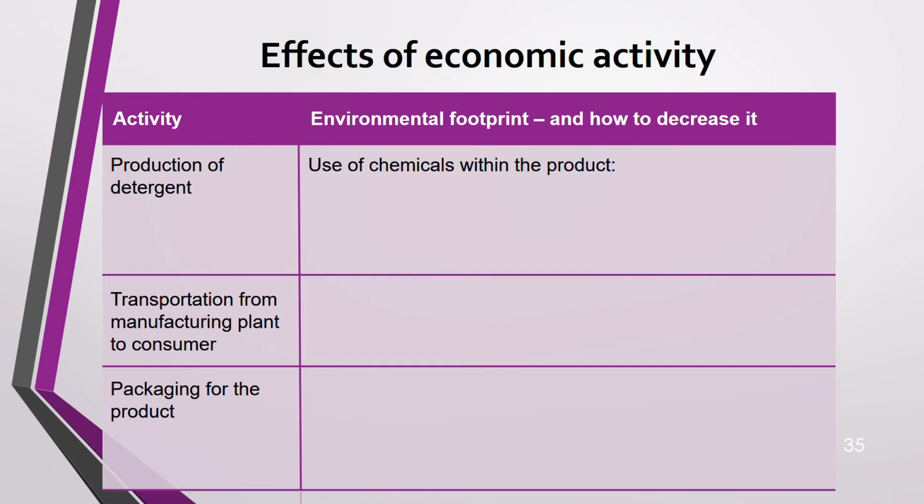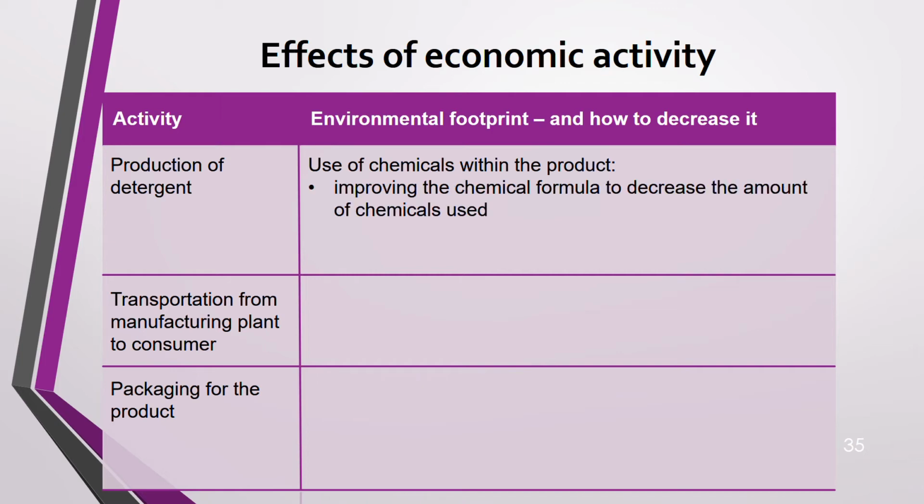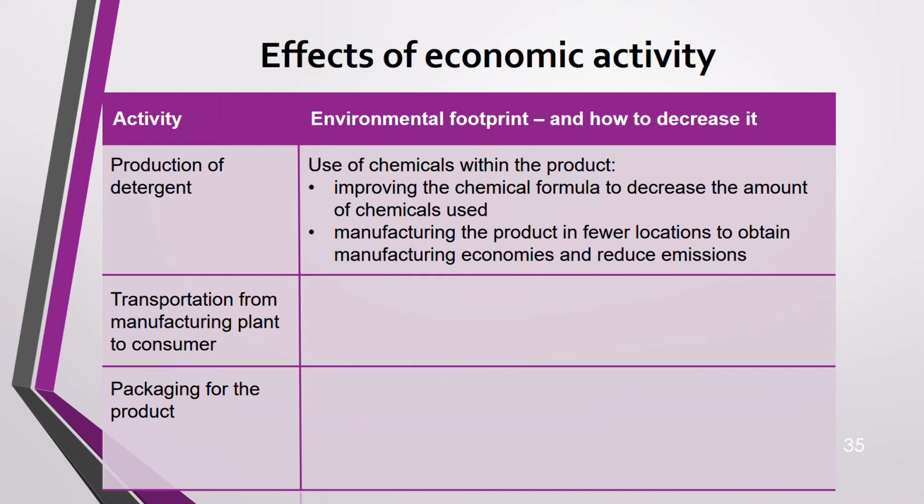So you use chemicals, right? Those chemicals will have an environmental footprint for the detergent. So how do you decrease the impact? You can improve the chemical formula so that the amount of chemical you have to use is reduced. Second, manufacture that detergent in fewer locations. Because if you are manufacturing in fewer locations, you can have economies of scale with a lower cost, and emissions will also be reduced.